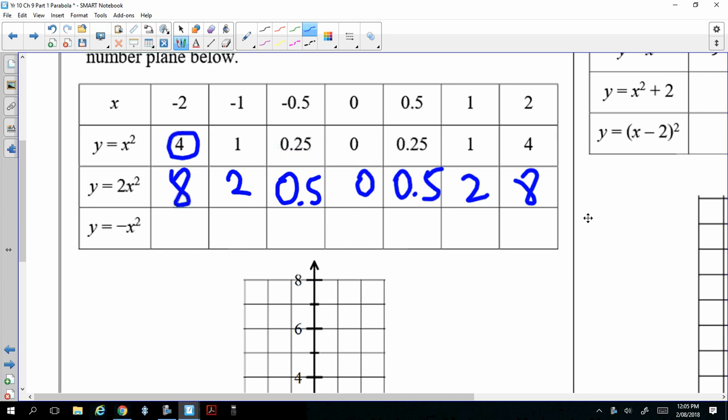Okay, so what if there's a negative? It means all the y values become negative. -1, -0.25, 0, -0.25, -1, -4.